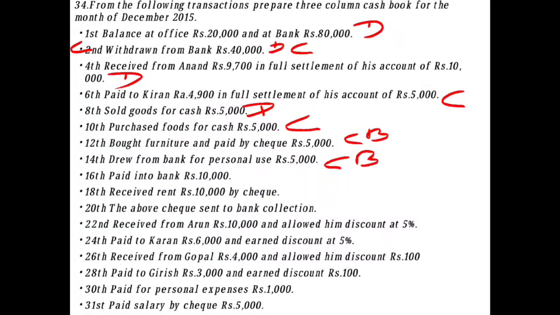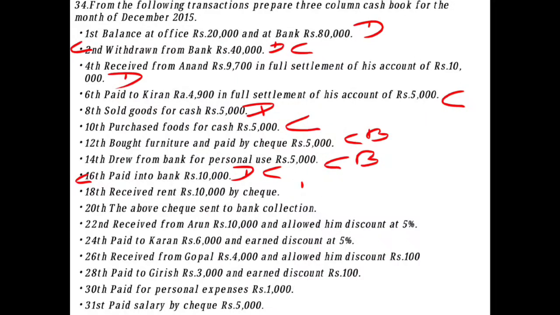Now paid into bank you have, this is your contra entry. Okay, deposited amount into bank, which you have to record debit side as well as credit side. Now debit side to the bank column and credit side to the cash column. Debit side bank column you should write to cash, to the bank column 10,000, and by bank to the cash column it is 10,000. Then received rent 10,000 by check.